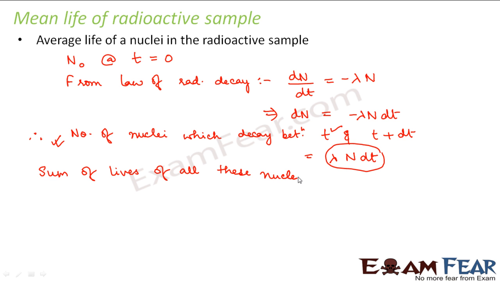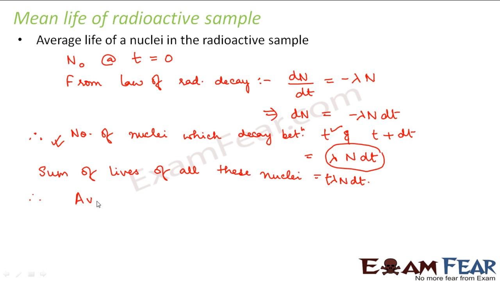So what would be the sum of the lives of all these nuclei? If we assume that the life of each nucleus is, say, t, then this will be lambda N dt into t. So this will be the sum of lives of all these nuclei. Therefore, if we integrate this value from t equal to 0 to t equal to infinity, that would become the sum of all lives of all the nuclei which constitute the radioactive sample.